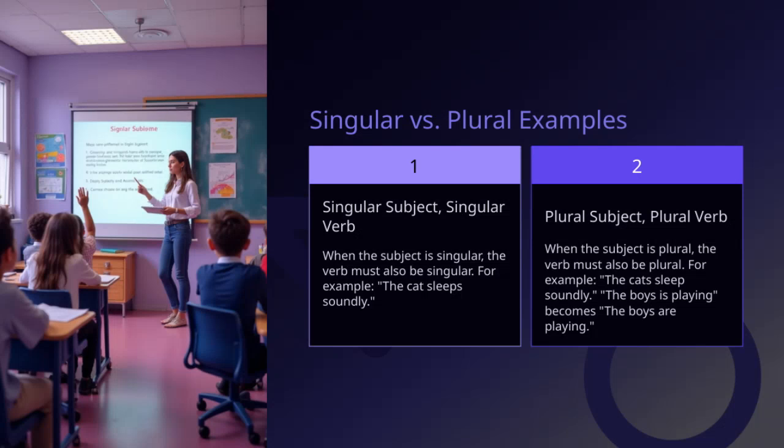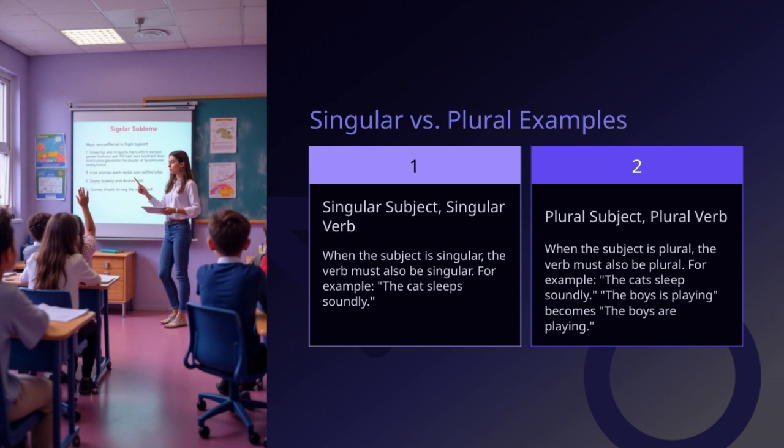All right, let's look at how the subject influences the verb in a sentence. When the subject is plural, the verb must also be plural to match. For example, if we say, "The cat sleeps soundly," we're using a plural subject with a plural verb. On the other hand, if we have a plural subject like "the boys," the correct form of the verb is "are playing," not "is playing." So it becomes "the boys are playing."